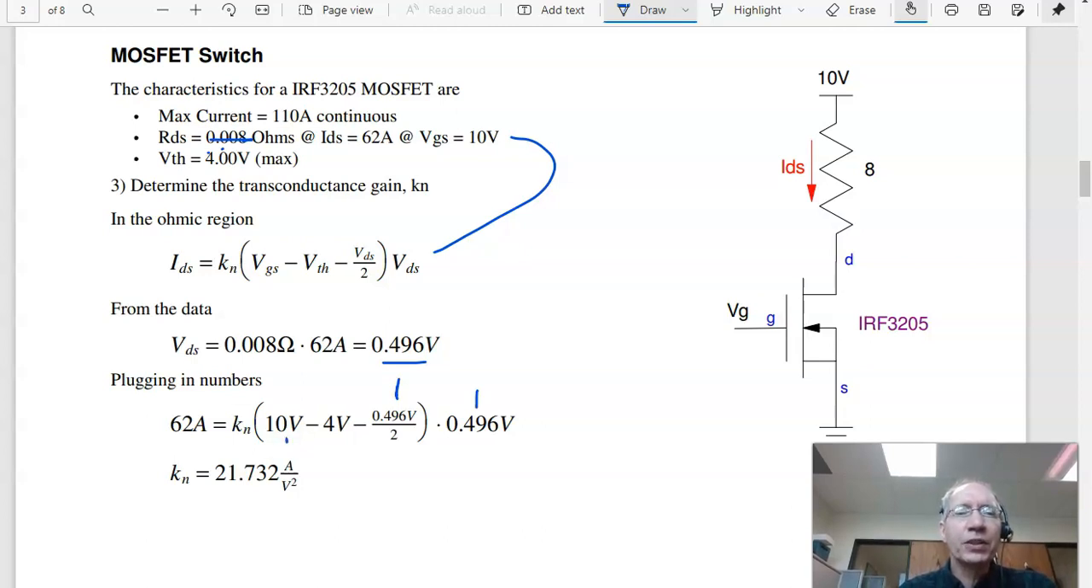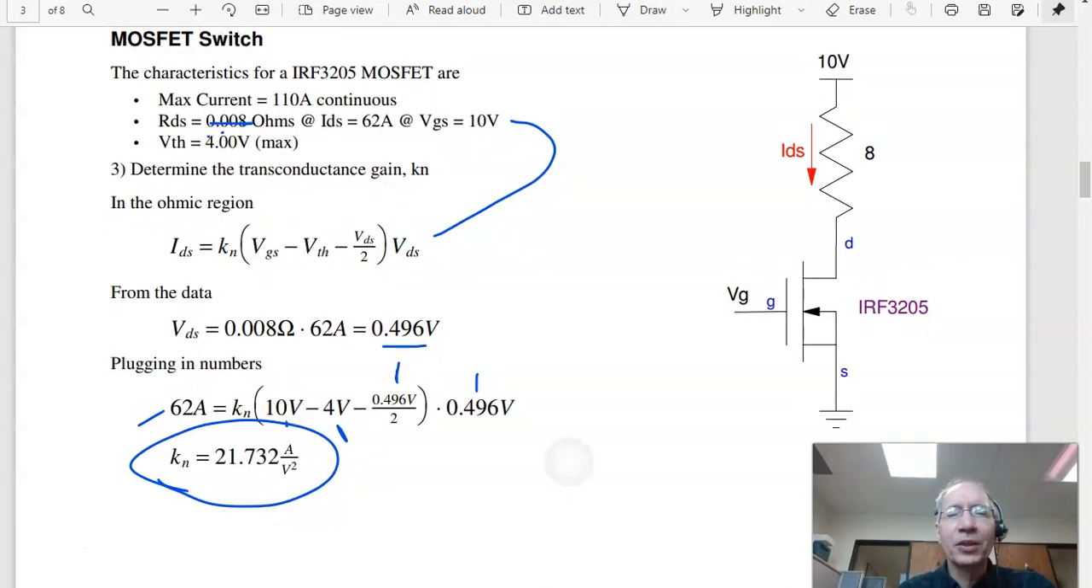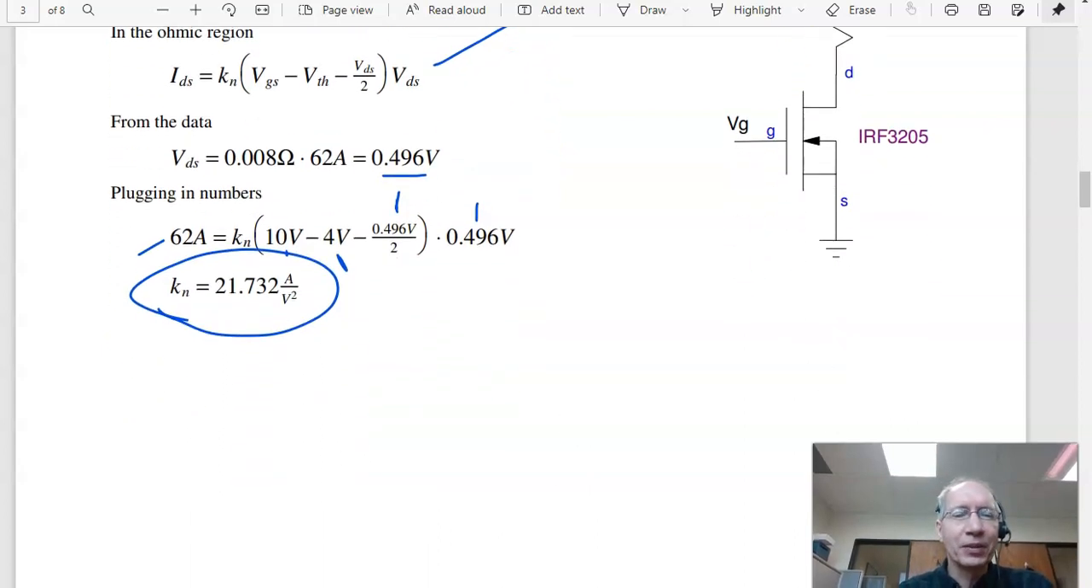VGS is 10 volts. The threshold voltage is given as 4, in worst case. That's at 62 amps. Solving, I can tell you what K sub n is. And this is an IRF 3205 MOSFET from DigiKey. Complete overkill, handle 110 amps. We can't do 110 amps in lab, but the MOSFET could.